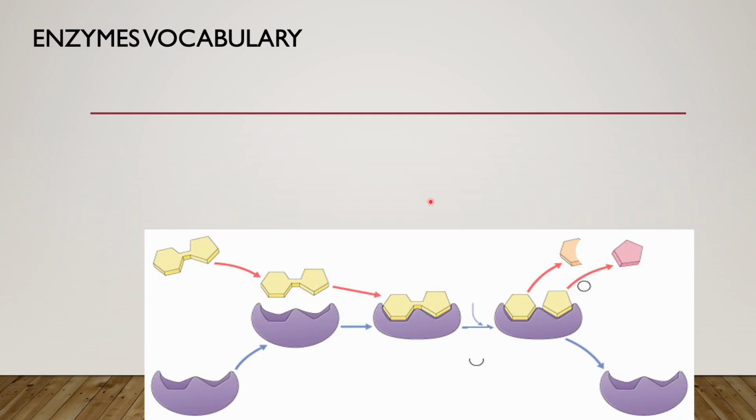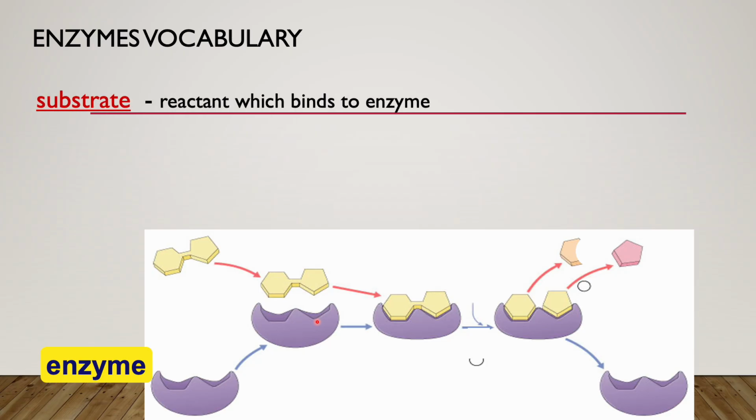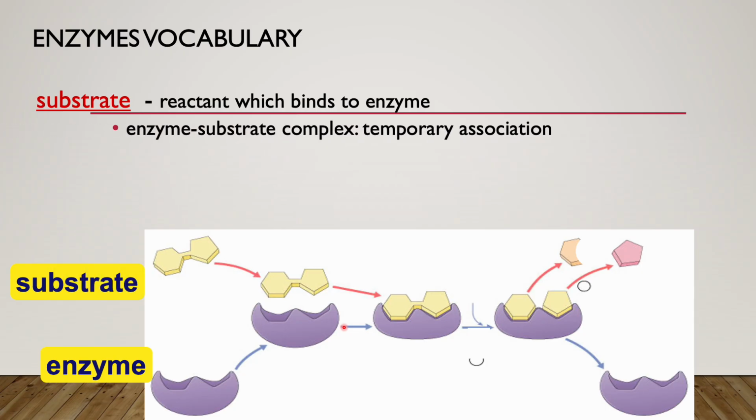Taking a look at some vocabulary words. We have our enzyme. This little purple structure represents an enzyme, and you'll notice the enzyme shape is very specific to match with the substrate. This is the substrate that's going to actually bond with the enzyme. Your substrate is the reactant, which again is going to bind to the enzyme. And then when they're together, here's your substrate combined with the enzyme. We call this an enzyme substrate complex.